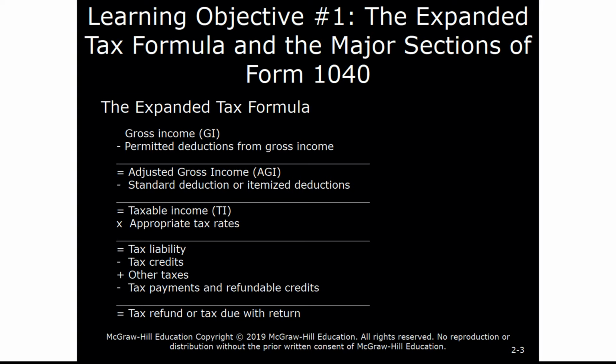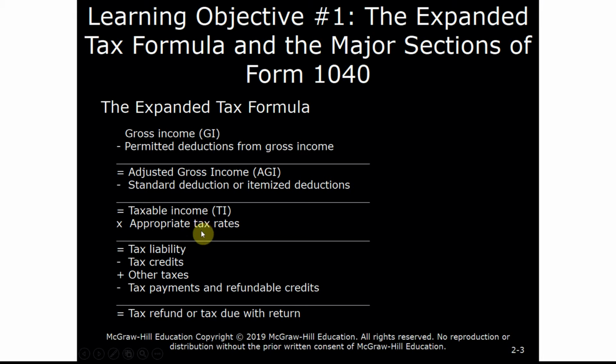In Chapter 1 we had the very basic tax formula. In this chapter we'll be expanding on that formula, filling in some of the details behind it. Fundamentally it doesn't change, but we do add more detail here. And we start with gross income. Now we're going to deduct any permitted deductions from gross income, and we arrive at that all-important AGI number. And then we'll take out either the standard deduction or the itemized deductions. We no longer deduct exemptions because at least until 2025 we are no longer permitted a personal exemption, but the standard deductions have gone up considerably.